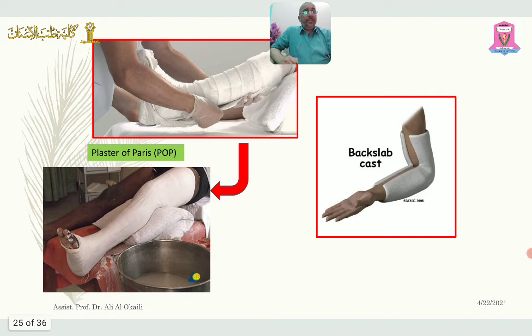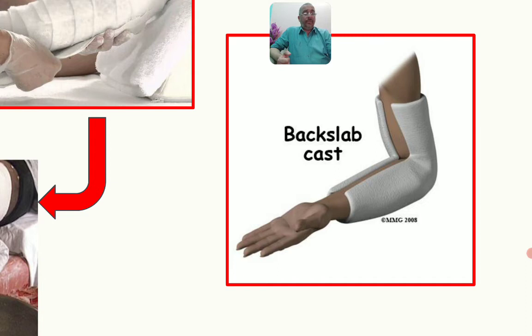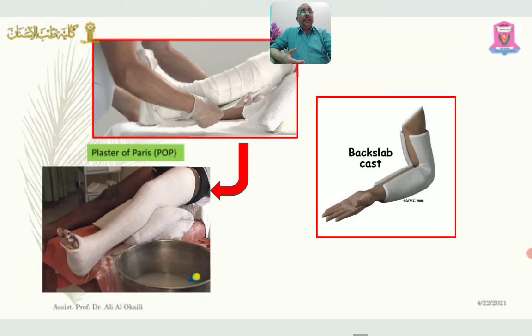Plaster of Paris أحيانا to minimize the compression over blood vessels يستعملون باك سلاب. يستعملون باك سلاب بس من جهة backward of the fracture site. أيضا using plaster of Paris casts.